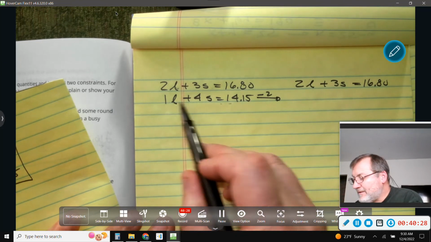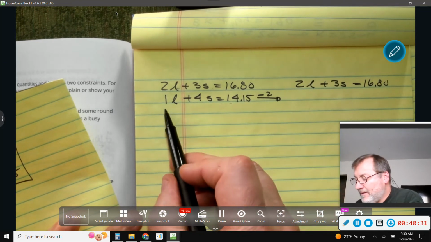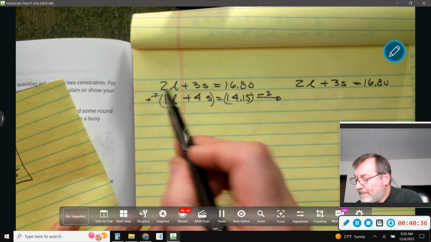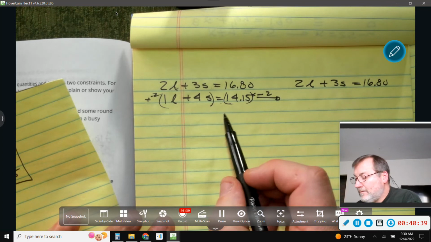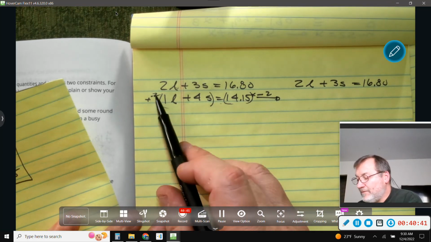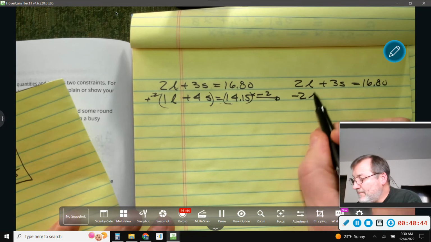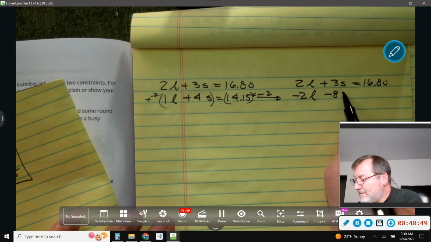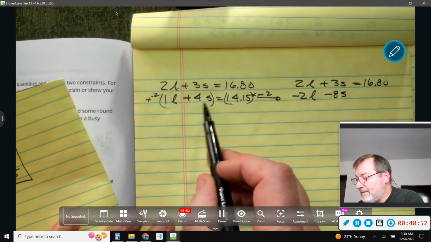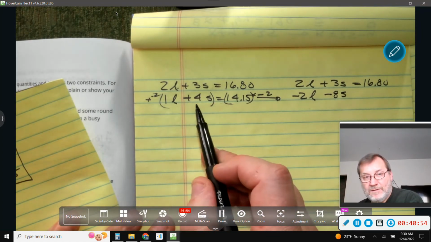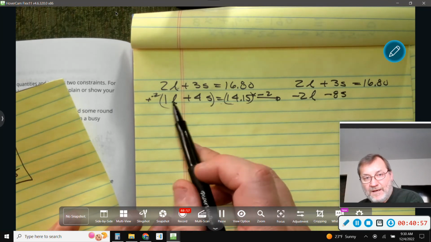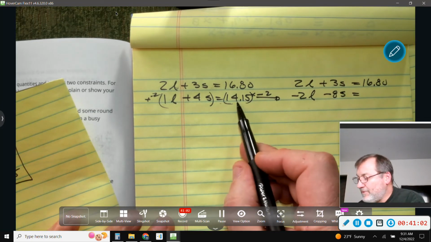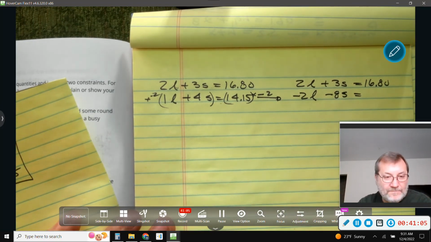I didn't change that one at all. If I multiply both sides by negative 2, what's negative 2 times this? Well, negative 2 times 1 is a negative 2L, and negative 2 times that is a minus 8S. So I'm basically doubling it. I go from 1 to 2, 4 to 8, and I got a negative sign here, which means I changed the sign on each one. Equals, and then 1415 times 2, do that math here for you.